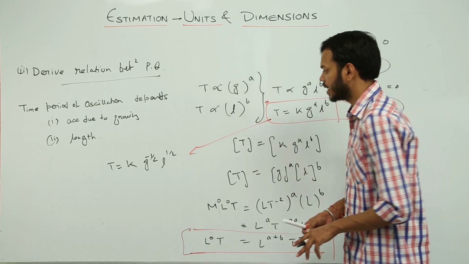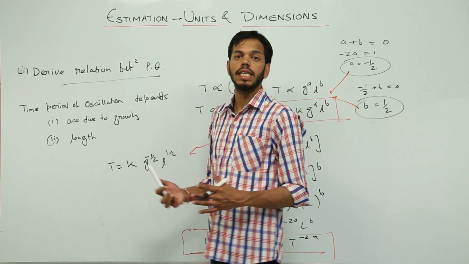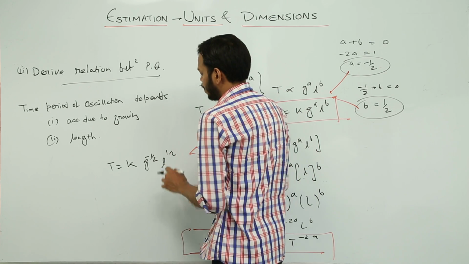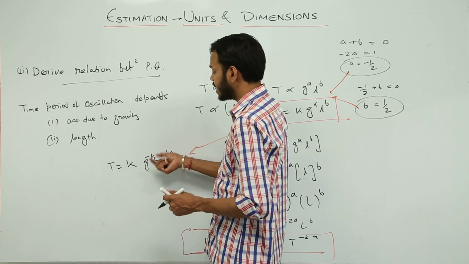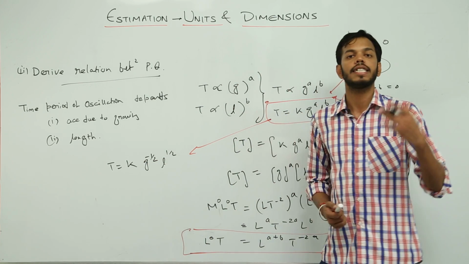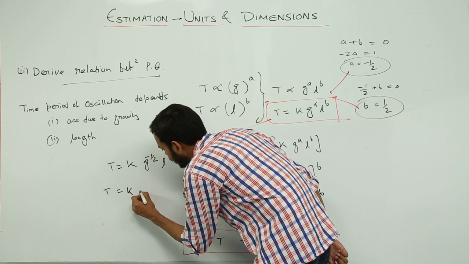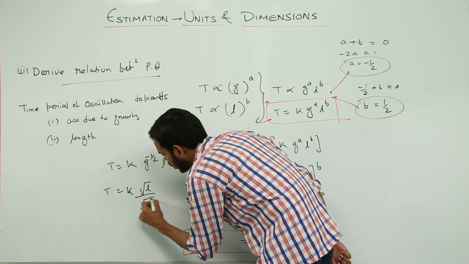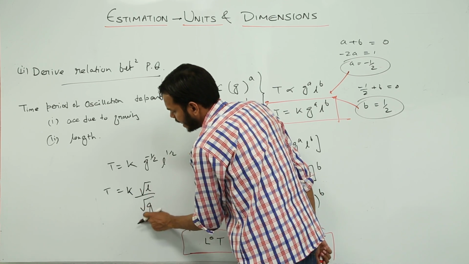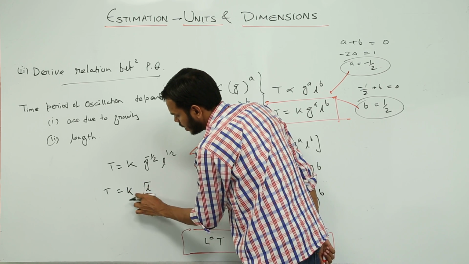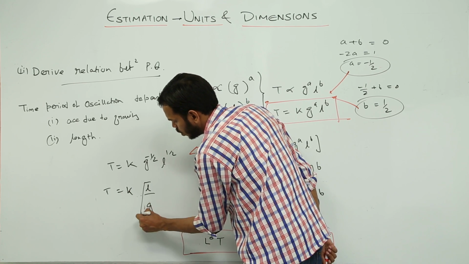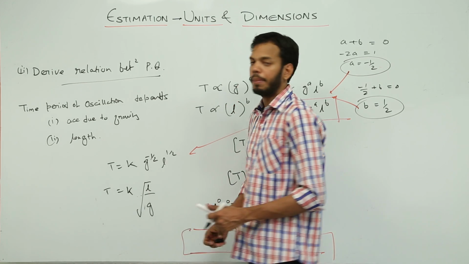This is the final answer. What is power 1 by 2? This is basically under root. So this is the positive root and this is the negative root. The negative root belongs to the reciprocal of under root. So t is equal to k times under root L over under root g, and I can write it as not like this but the whole under root. So t is equal to k times under root L by g.